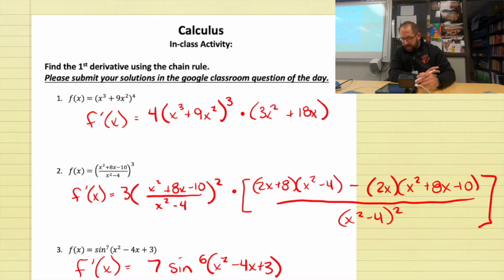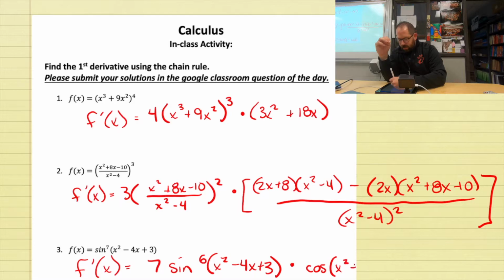Now, when we take the derivative of sine, the sine is the inside of the function. The outside function is the power. The inside function is sine. The derivative of sine is cosine. So x squared plus or minus 4x plus 3.